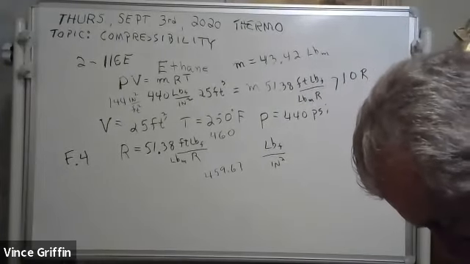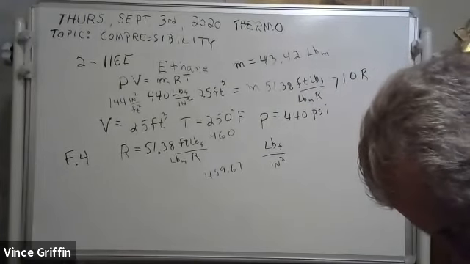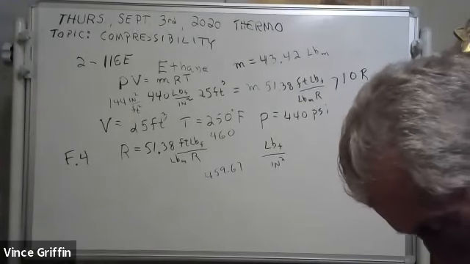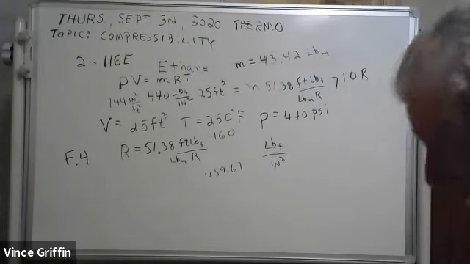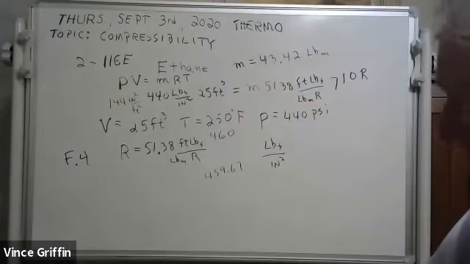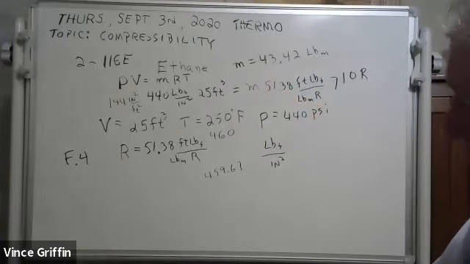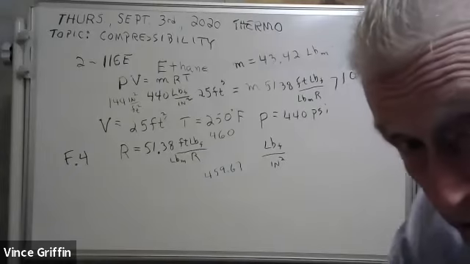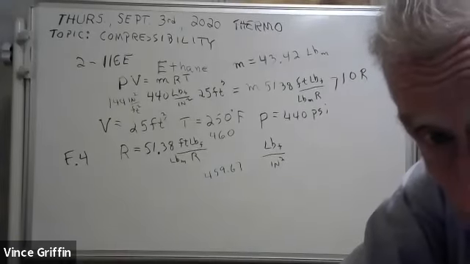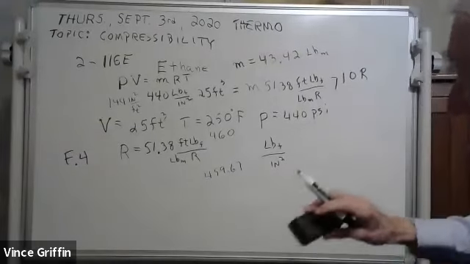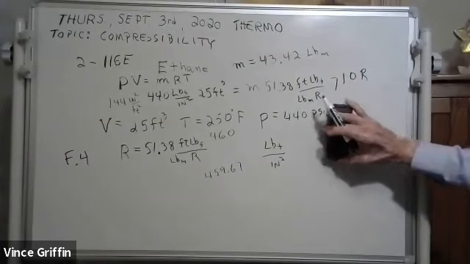Now, wait a minute. They want us to use compressibility. Now, you see, we found the mass using the ideal gas law, which is fine. That was fine. But they want us to use compressibility. So let's do it the way they want it. Here goes. Let's show you how to do that. Now we're going to get a better answer. Do you understand? The answer is going to be better now.